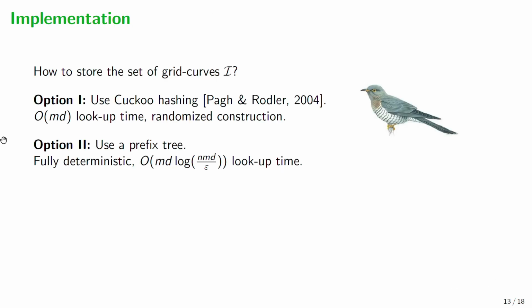For the implementation of the data structure, we suggest two options. The first option is the most efficient. Just store the set of grid curves in a hash table using cuckoo hashing. The lookup time is then optimal, order of md, which is the size of the query, and we have randomized construction. The second option is to store the grid curves in a prefix tree, which gives a fully deterministic solution, but at the cost of a logarithmic factor in the query time.